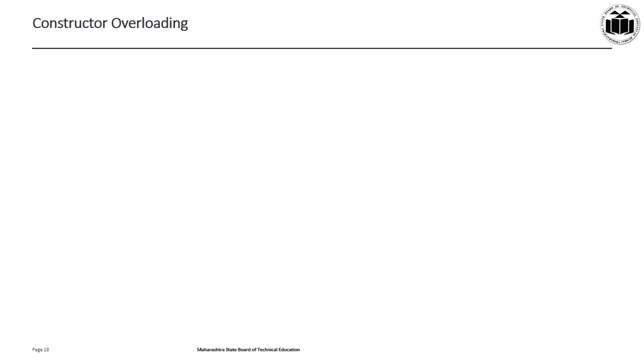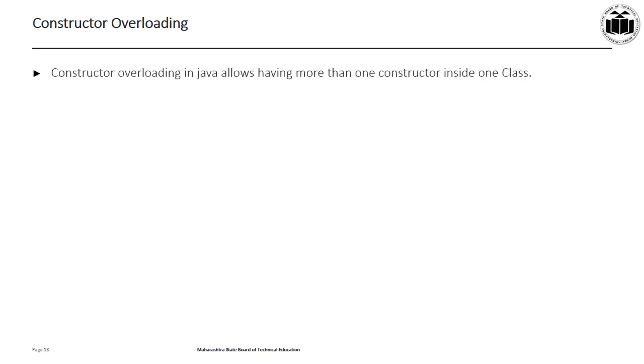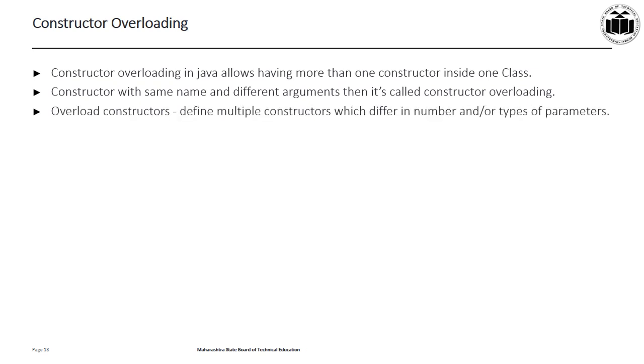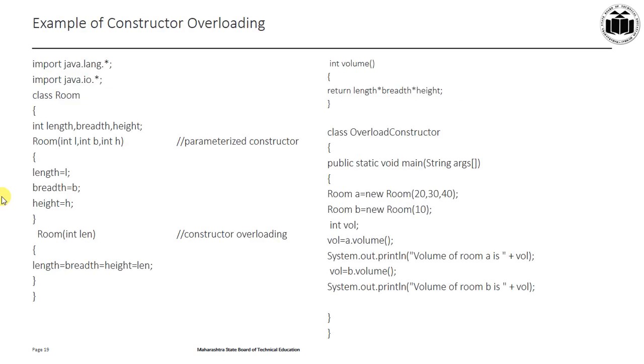Now the next topic we will see is what is meant by constructor overloading. Constructor overloading in Java allows having more than one constructor inside one class. Constructors with the same name and different arguments are called constructor overloading. Overloaded constructors define multiple constructors which differ in number and/or types of parameters. So here is the example for constructor overloading.